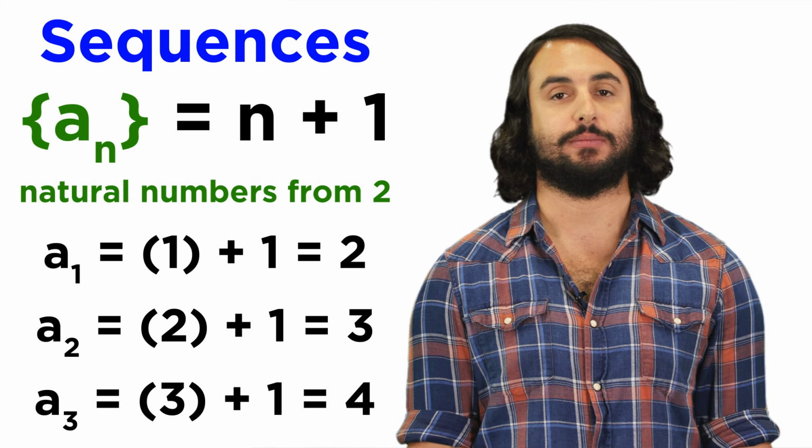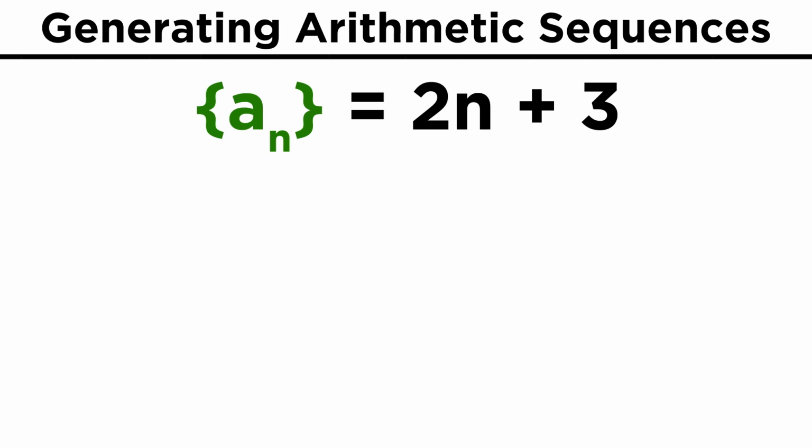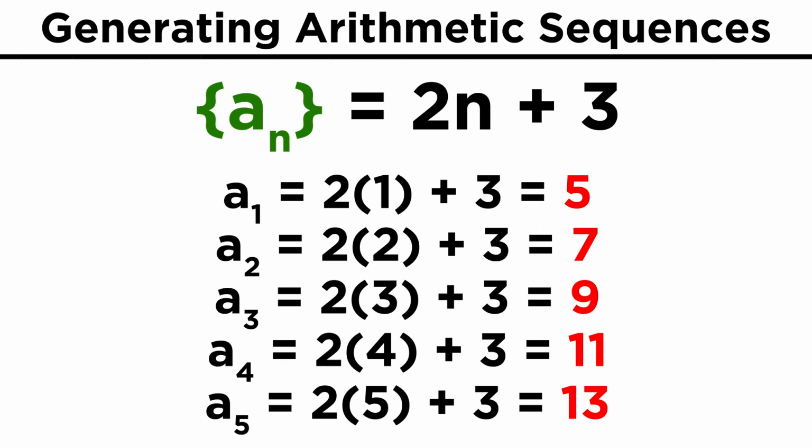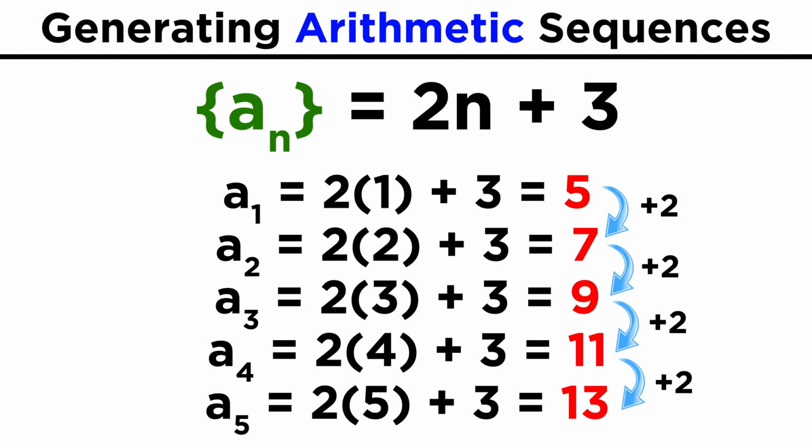the sequence. We can generate sequences using any expression like this, and they can get pretty complex. Try 2n plus 3. The first term would be 5. The second term would be 7, and then 9, 11, 13. Sequences like this are called arithmetic sequences, because each term differs from the previous by a constant amount, in this case by 2. But not all sequences work this way.